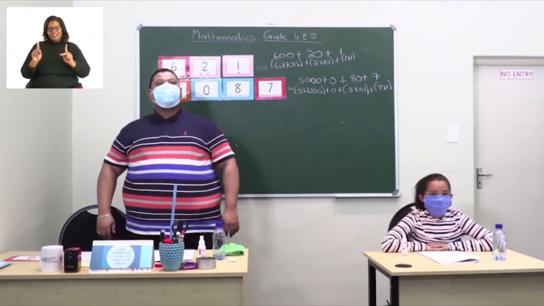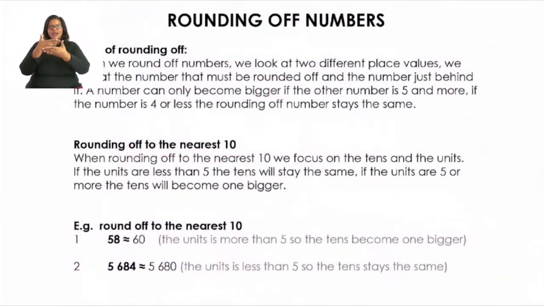Okay, kids, we're still busy on page 23 with rounding of numbers. Now, in rounding off, there's certain rules we need to follow. Let's look at the rules of rounding off. When we round off numbers, we look at two different place values. We look at the number that must be rounded off, and we look at the number just behind it. A number can only become bigger if the other number is 5 and more. If the other number is 4 or less, the rounding of number stays the same.